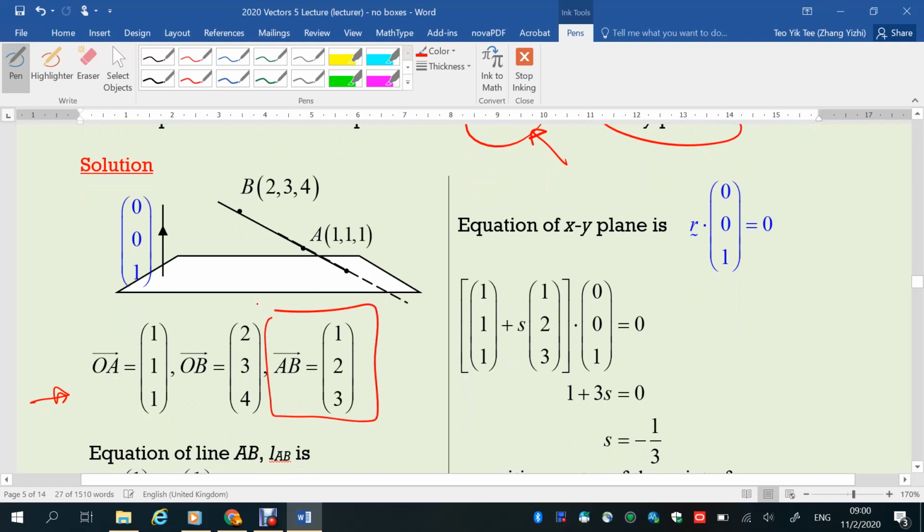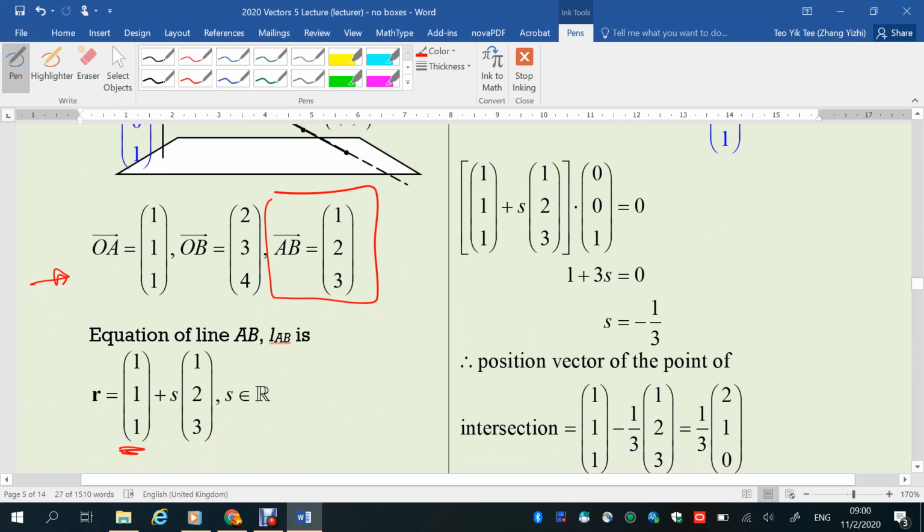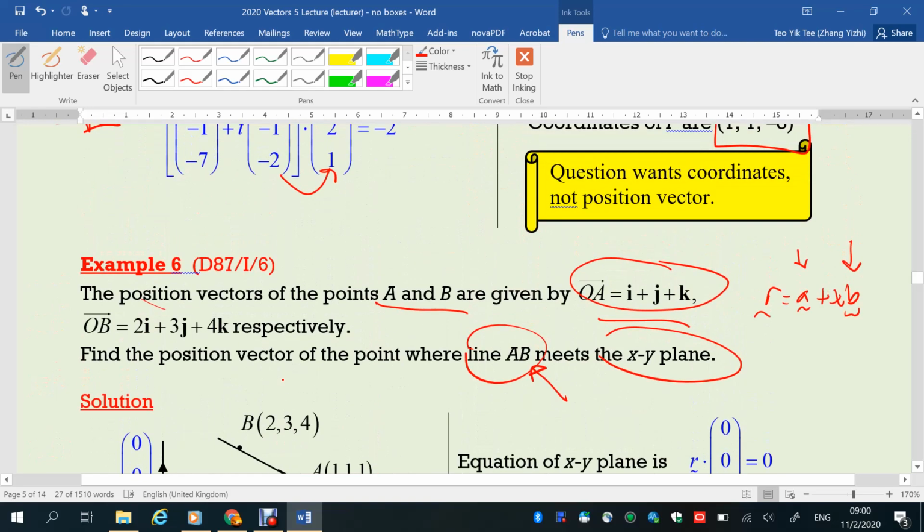This is the direction vector of the line. Then for convenience's sake, I use a point OA followed by the direction. This is your equation of the line AB. So going back to the question, I want the point of intersection of the line AB and the XY plane.